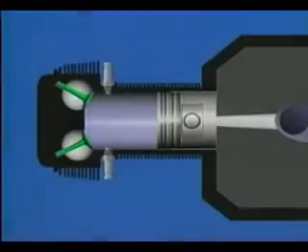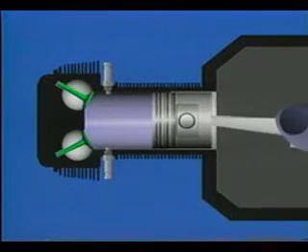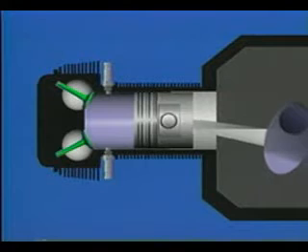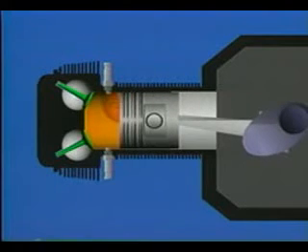A different form of abnormal combustion, pre-ignition, is caused by a hot spot in the cylinder and occurs when the fuel and air mixture ignites prematurely. This hot spot may be a carbon deposit on a spark plug or any damage found around the combustion chamber.